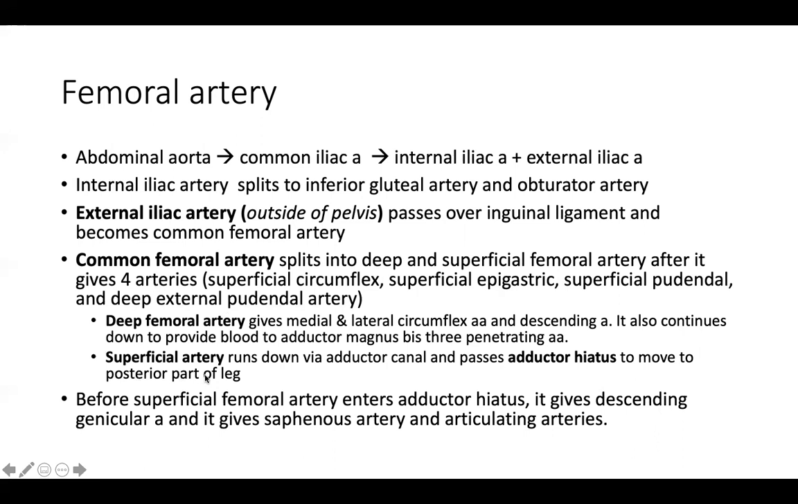And then the superficial femoral artery runs down via the adductor canal, and it enters the adductor hiatus to go to the posterior part of the leg. At that point, the superficial femoral artery's name changes to popliteal artery once it goes to the posterior part of the leg. Before the superficial femoral artery enters the adductor hiatus, it gives off the descending genicular artery, the saphenous artery, and articulating arteries.